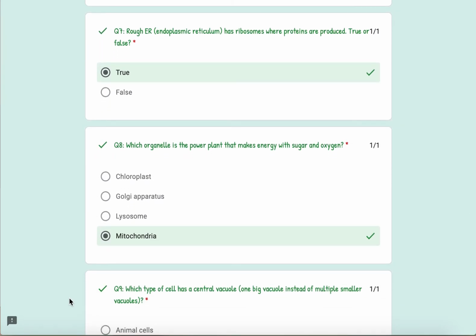Question 7. Rough endoplasmic reticulum has ribosomes where proteins are produced. True or false? That is true. Rough endoplasmic reticulum is actually named rough because when they first discovered it under the microscope, they saw all these bumps on the endoplasmic reticulum, and that is because of all the ribosomes that are on the rough endoplasmic reticulum.